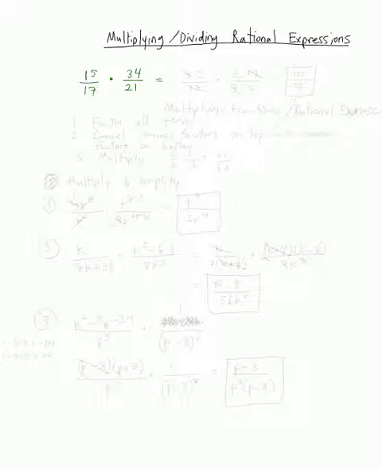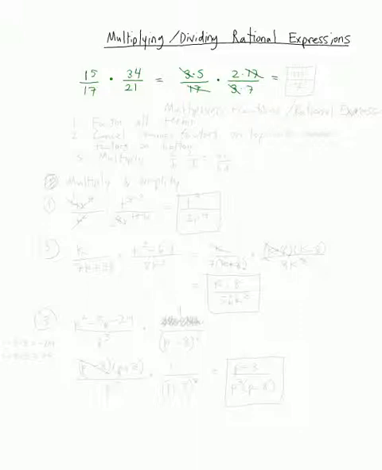So let's think for a moment. 15 is 3 times 5. 17 is just prime. 34 is 2 times 17. And then 21 is 3 times 7. Now from here we can cancel the common factors. So the 3 and the 3 cancel. The 17 and the 17 cancel.